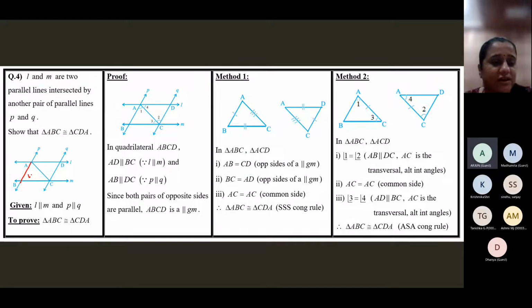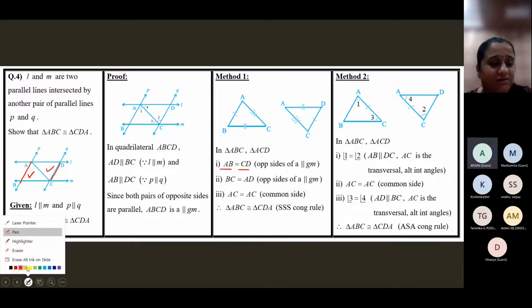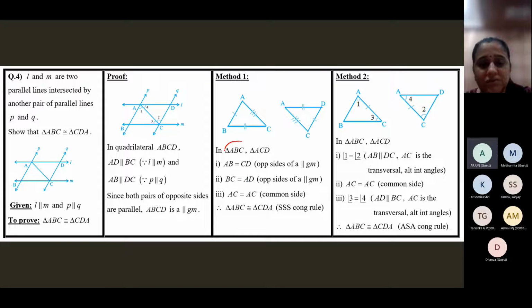AB of the first triangle is equal to CD of the second triangle. Okay, why AB? See, I've always been stressing on this. All this information is about triangle ABC. The second information here is all about triangle ACD. So you must say that some side of this triangle is equal to some side of this triangle, or you must say that some angle of this triangle is equal to some angle of this triangle.